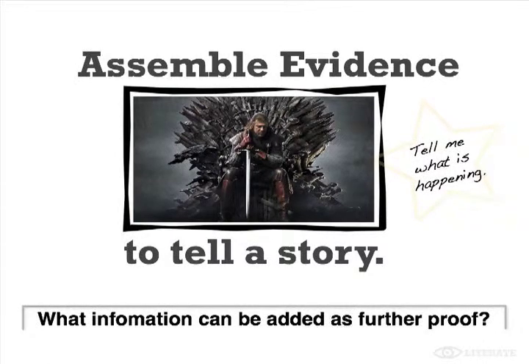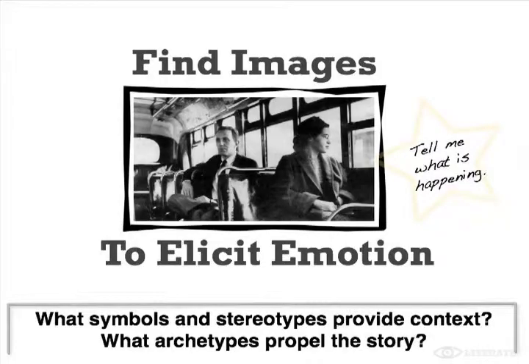Here's another example. Assemble the evidence to tell a story from this image itself. What is it saying? And then you can take it a step further and say, what type of visual information can we add to further solidify the story that's being told here? And this is another example of how you can use images to provide examples of how they elicit emotion. That is the intention. So we look at what symbols and stereotypes are providing context and what archetypes are propelling the story.